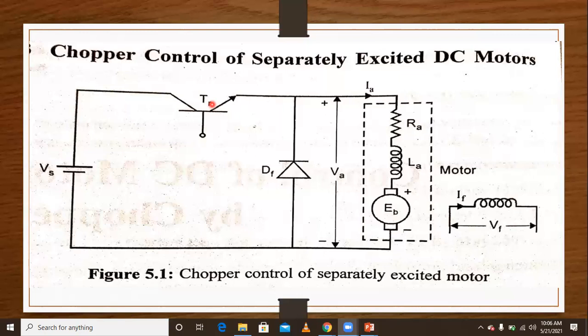Higher base speeds are obtained using fewer turns in the field windings. Fewer turns in the field winding gives a higher base speed. This reduces the torque per ampere at zero and low speeds.